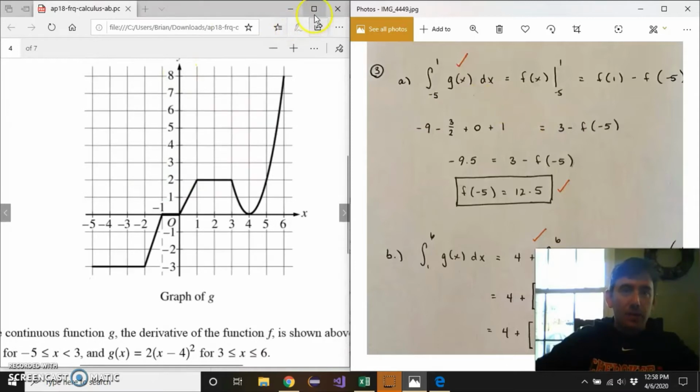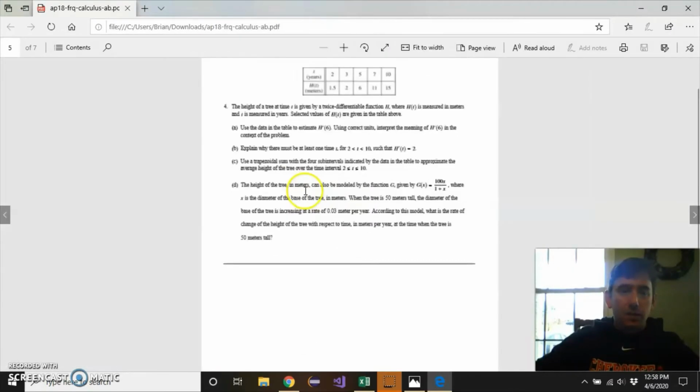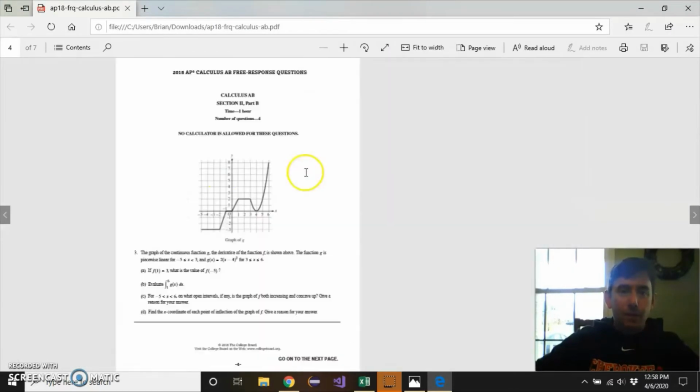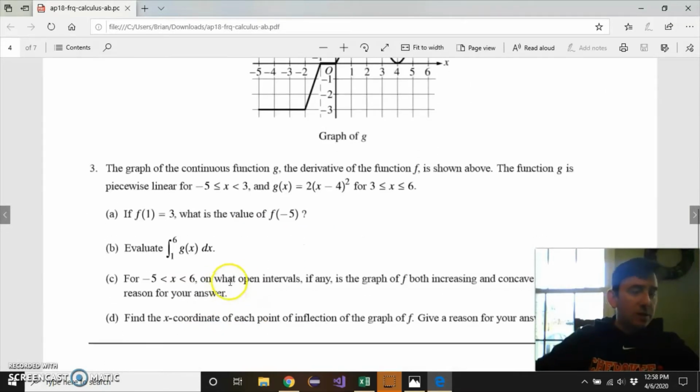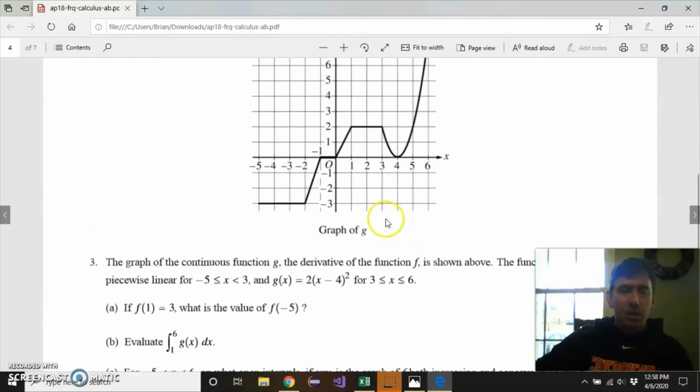Part B. Evaluate the integral from 1 to 6. Well, if I integrate g, I get back to f. And if I'm going from 1 to 6, then I could do the 1 to 3 geometrically.